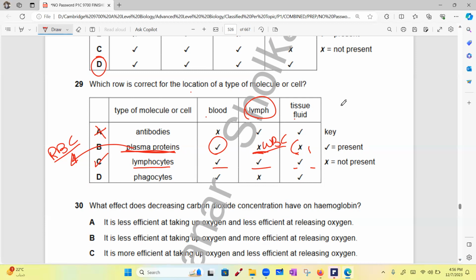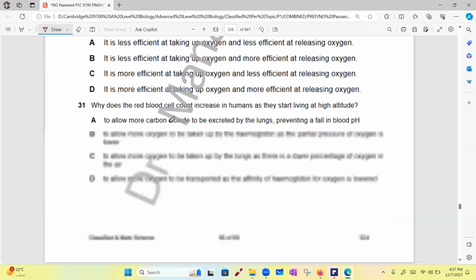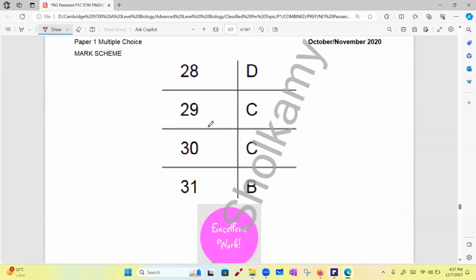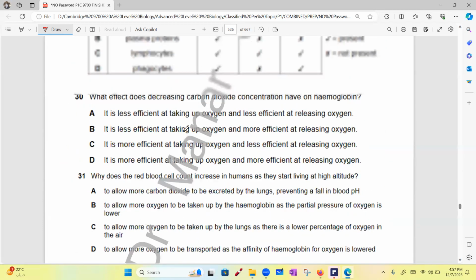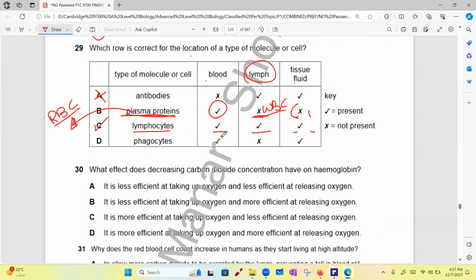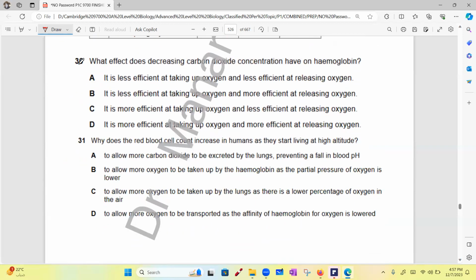Can we look at the answer? One minute. What is 29? Maybe what I'm saying is totally wrong. 29 is C. What did we say? Did we say C? It's right. Yes, okay. Now let's look at 30.